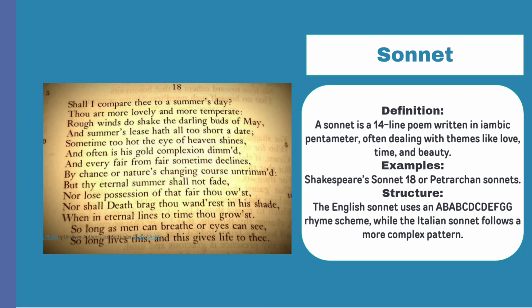So, what is the structure of the sonnet? How should we know that it is a sonnet? The English sonnet uses an A B A B C D C D E F E F G G rhyme scheme, while the Italian sonnet follows a more complex pattern. As you can see, in this stanza I have presented a sonnet, and you can see that the structure I described is presented here.